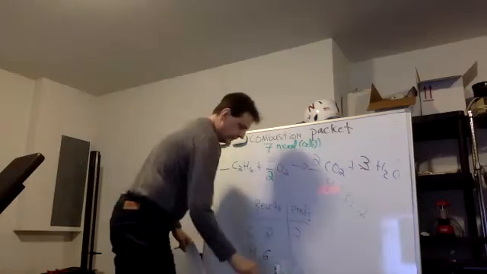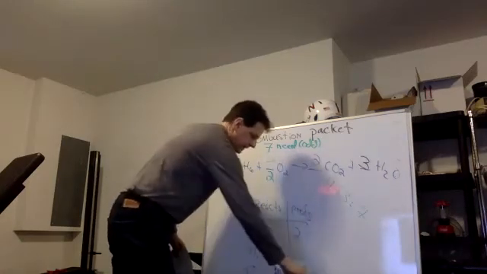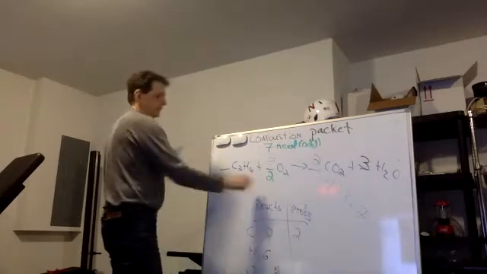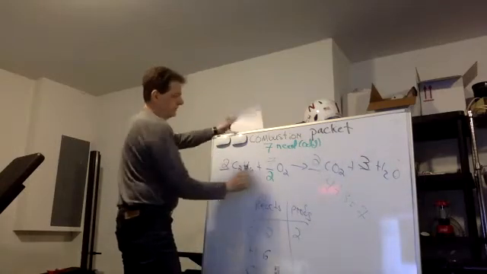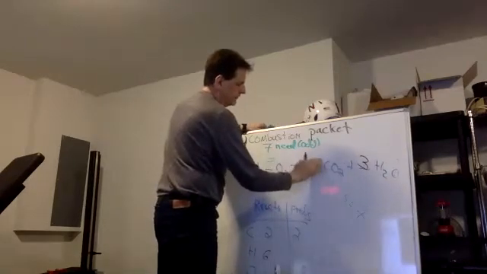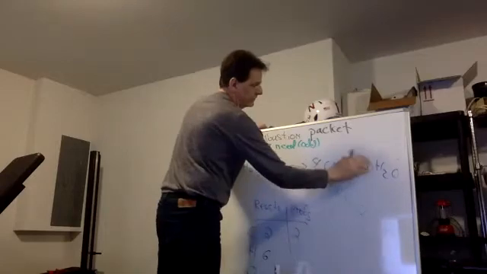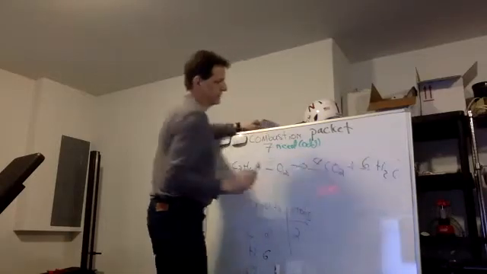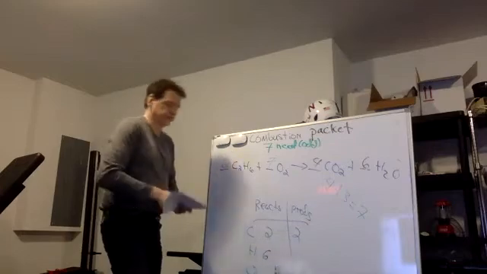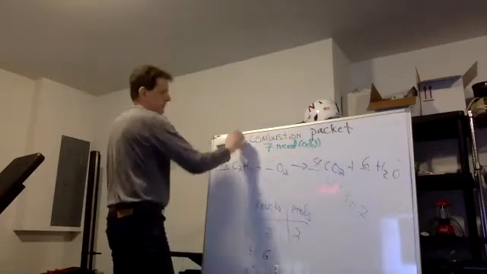Then you go through and you're going to multiply every coefficient by 2 to get rid of that fraction. So you're going to double here, the 2 goes away, you double the 2 to make a 4, and you double the 3 to make a 6. And that's how you balance an odd combustion number there.